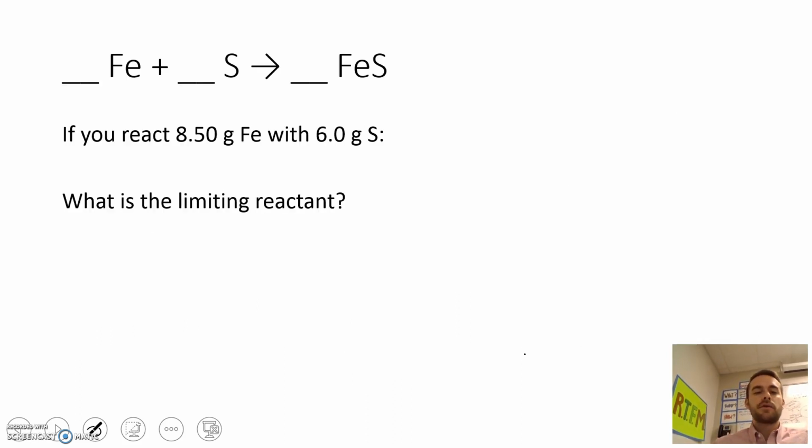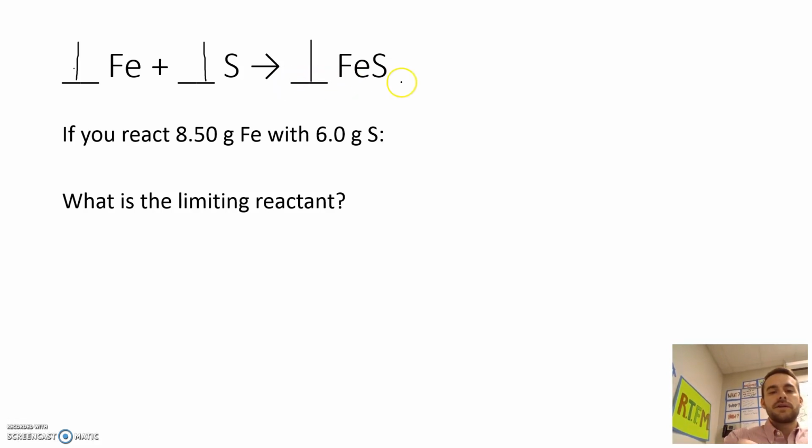All right, so let's look at a real problem. Iron plus sulfur becomes iron(II) sulfide. Question is, if you react 8.5 grams of iron with 6 grams of sulfur, what's the limiting reactant? So your first step, one, you make sure it's balanced. I'll put ones everywhere just so we're all clear. You're going to take each reactant and convert them to moles, and then you will convert those into moles of product. All right? So that's our first step.